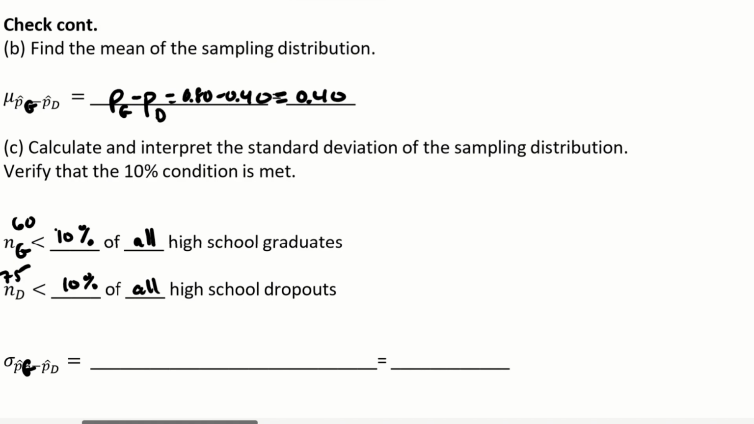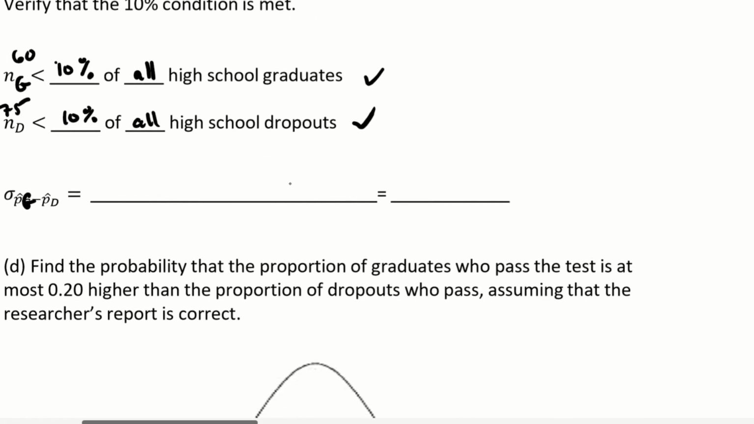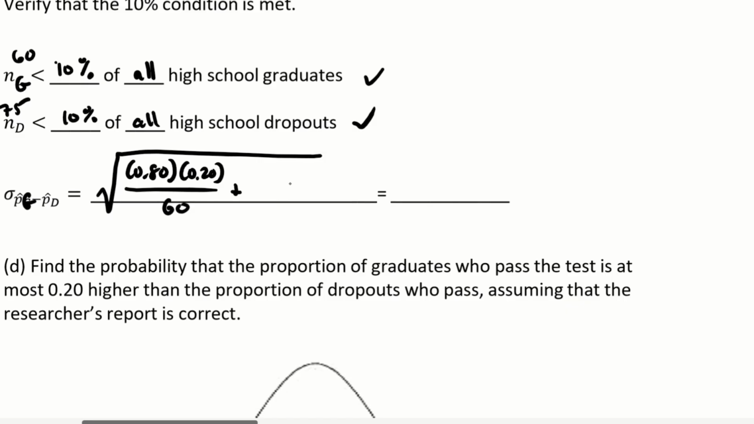Standard deviation. So the square root of the proportion of graduates, 0.80 times 1 minus 0.80, which is 0.20, over 60 of them, plus the proportion of dropouts, 0.40 times 1 minus 0.40, which is 0.60, over 75 of them. So this gives you a standard deviation of roughly 0.0766.